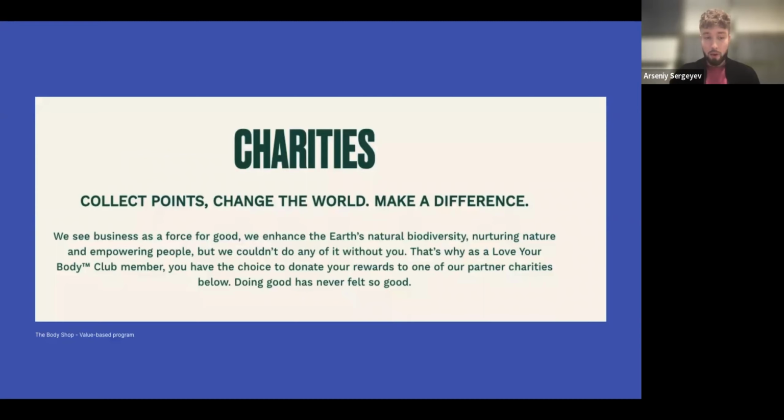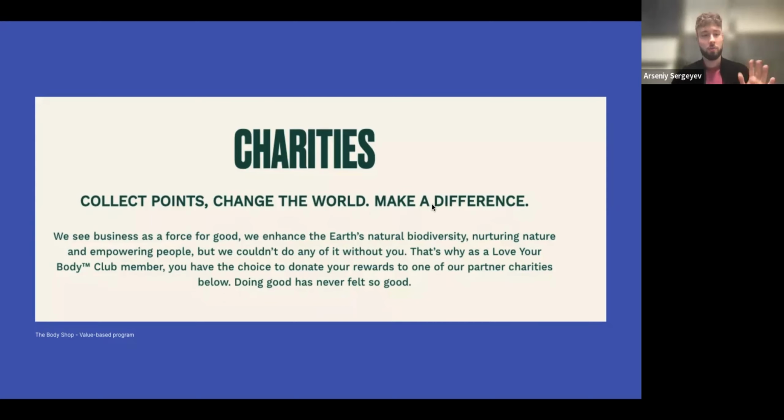And an example from the Body Shop for value-based programs: they show that you collect the points and you can change the world with your points. For each collected number of points, they donate to some charity or support some cause. So here the value for the customer is that if they spend with the brand, they get to support a cause that is of value to them. So kind of channeling the impact on the world through a brand. That's what's important in value-based programs for people.